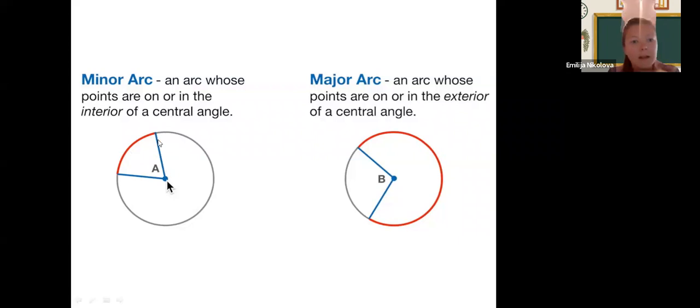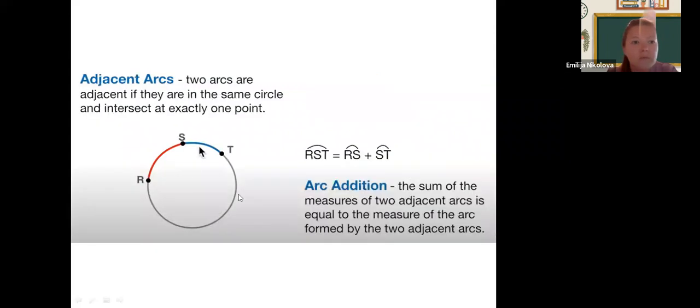If we have the same angle, but the red line is the opposite one, like in this case, then the points are in the exterior of the center angle. That means this is the major arc. So this is the difference between minor and major arc.